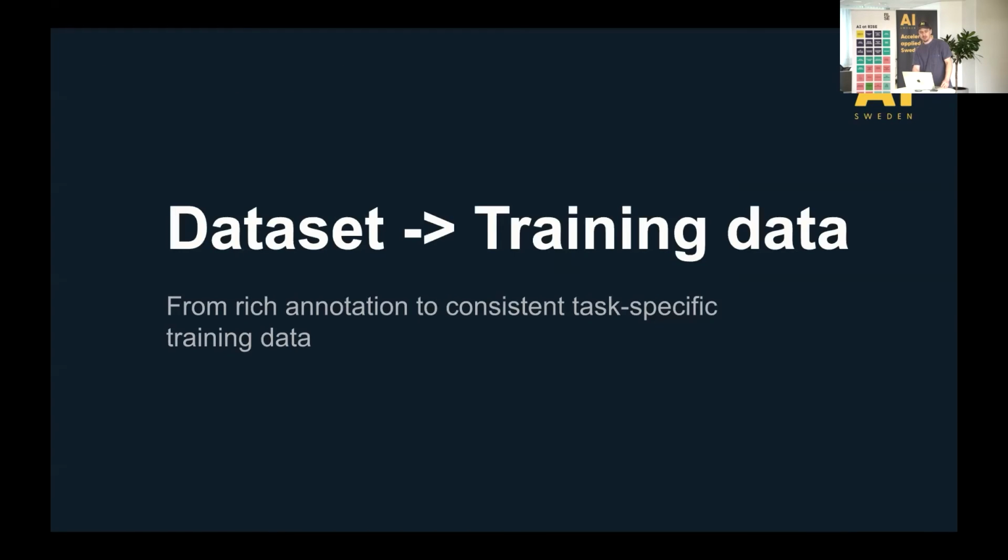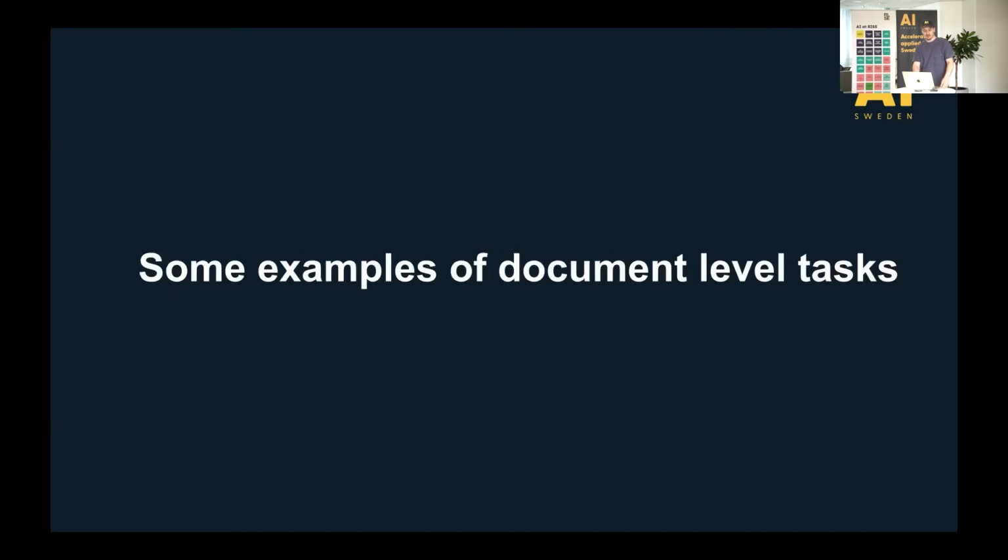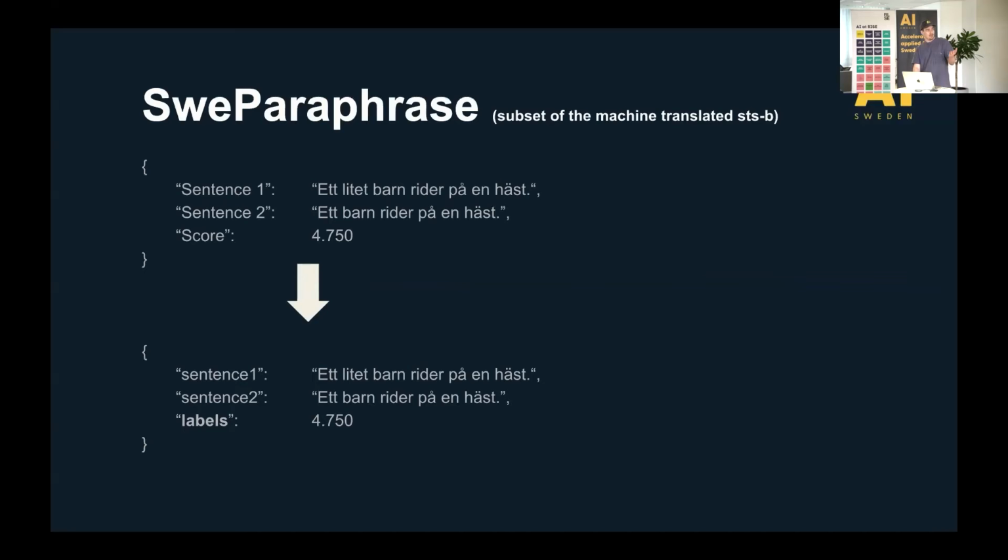All right, so we got some datasets from Språkbanken, and the first step was to convert them to a form that we can use for machine learning. And here are some examples of the document level tasks, or the text level tasks. So for example, the SWE paraphrase task, we can basically train on it as it is. We basically just needed to rename the attributes a little bit to make them work with the Hugging Face dataset framework. So just rename the score to labels and not so much more than that.